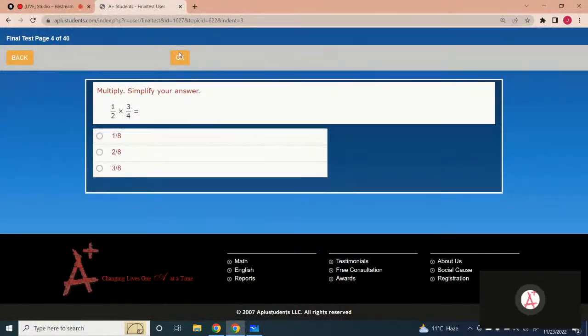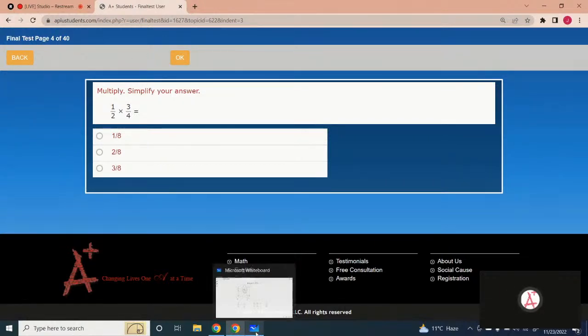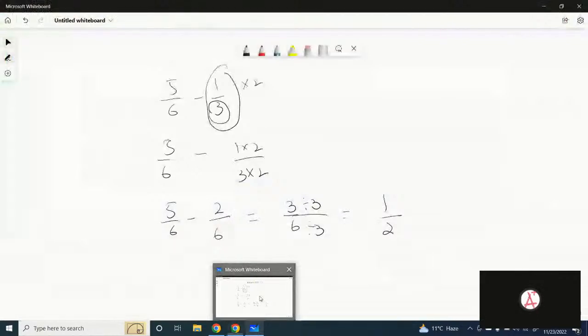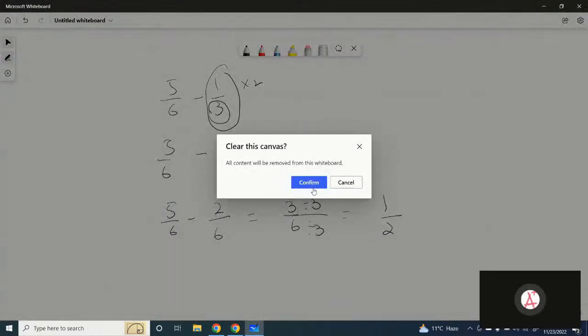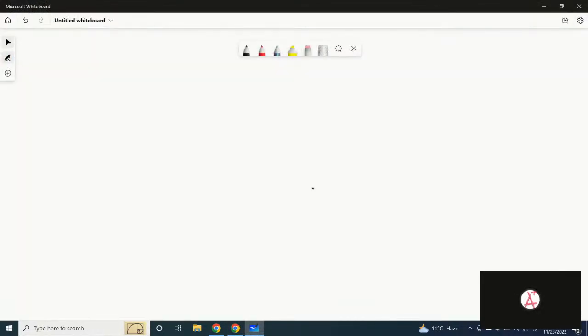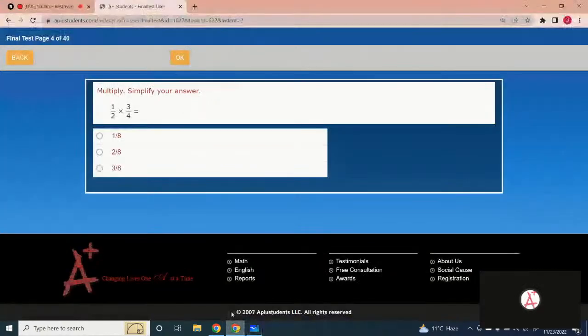Okay, the next one is you have to multiply 1 by 2 times 3 by 4. When you're multiplying fractions, you simply multiply numerator times numerator and denominator times denominator. 3 times 1 is 3 and 4 times 2 is 8. So it would be 3 over 8, not 3 over 6. Got it?